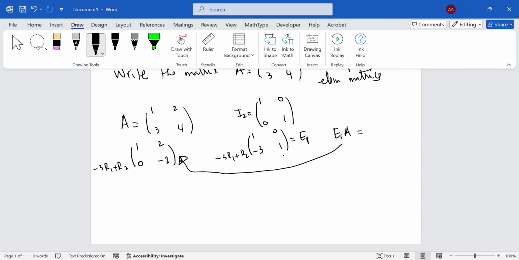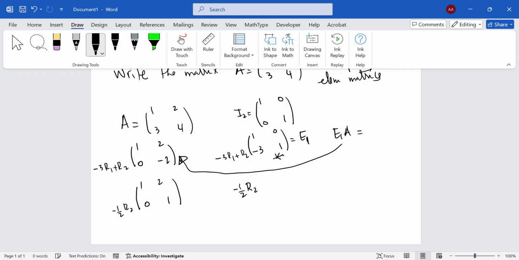So now I'm going to make this one 1 here. So I have 1, 2, and here -1/2 of R2. Of course, I will get 0, 1 here. So now I have to do the same row operation, but on what matrix?